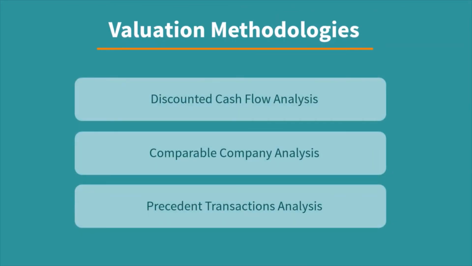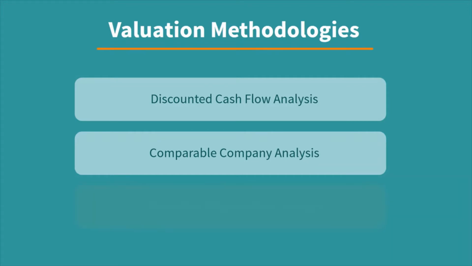So when you're looking at valuing a company, there's three primary methods to go about this, especially when you think about it from the investment banking perspective. There's a discounted cash flow analysis, comparable company analysis, and precedent transactions analysis. Today we're going to be walking through the precedent transactions analysis.